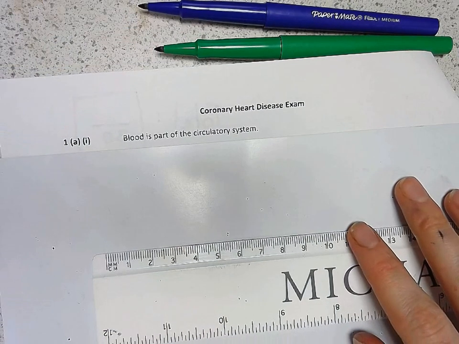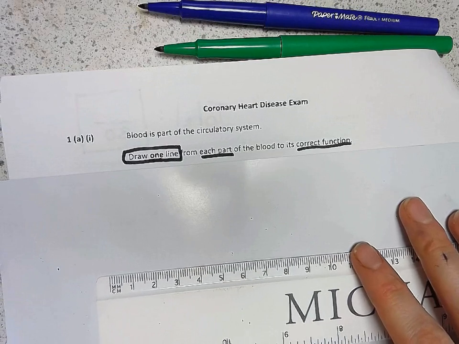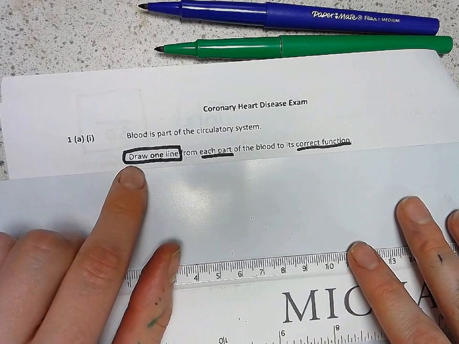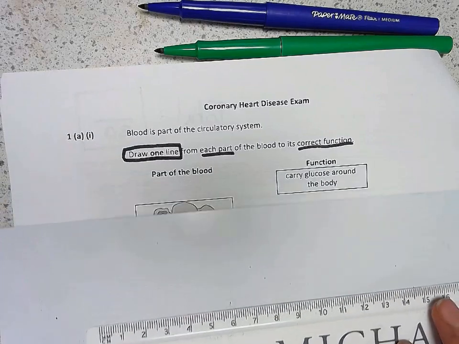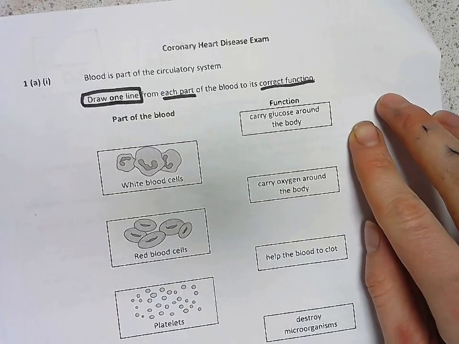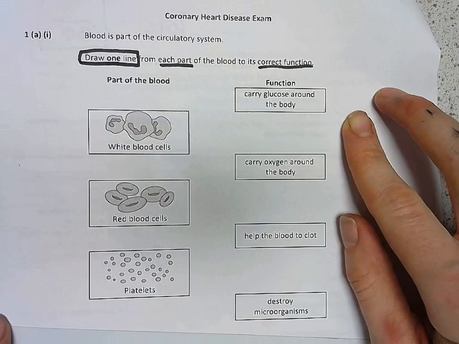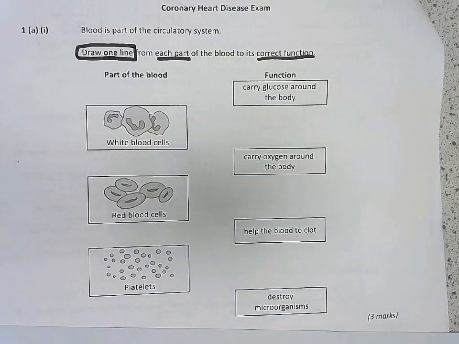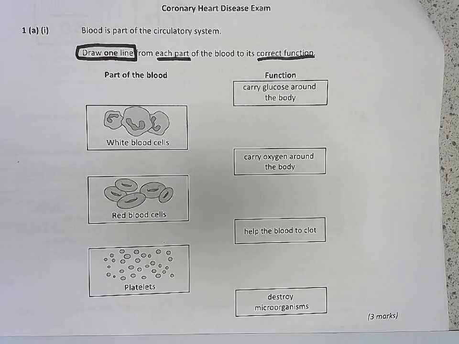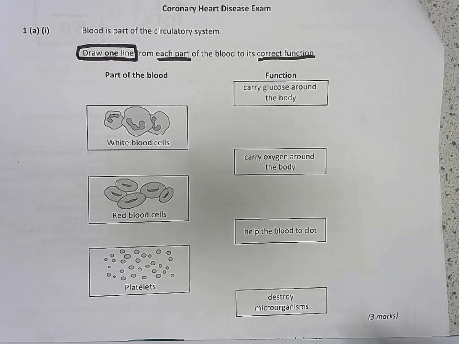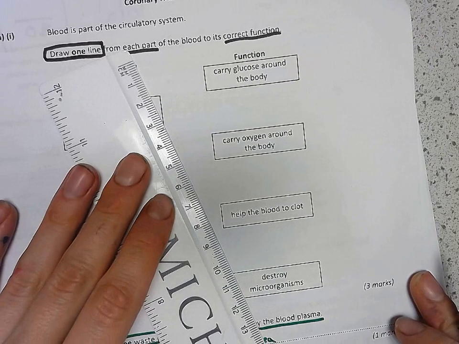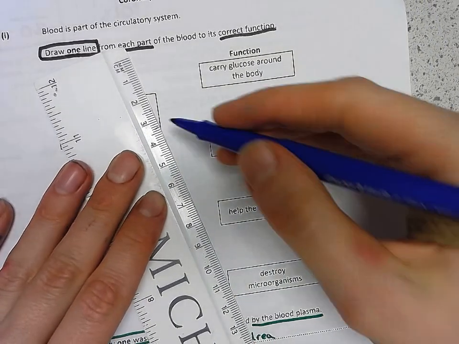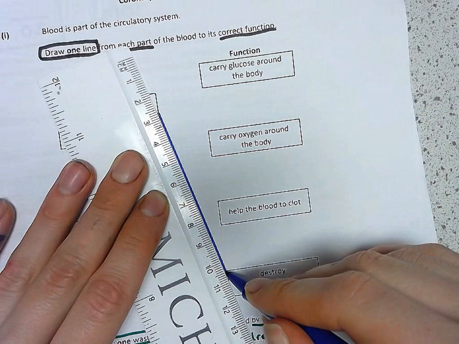Blood is part of the circulatory system. Draw one line for each part of the blood to its correct function. Also need a ruler for this question. White blood cells, I know they're part of your immune system, and they are destroying pathogens. We know pathogens are examples of microorganisms that cause disease, so if they're destroying pathogens, they must be destroying microorganisms.